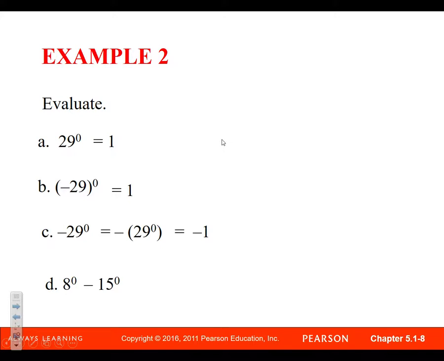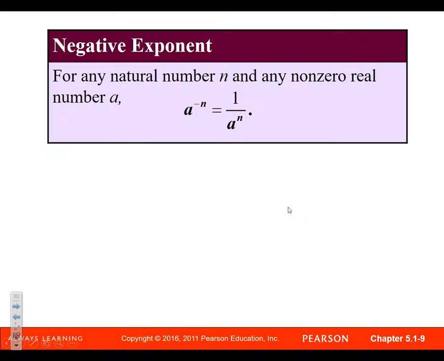How about 8 to the 0 minus 15 to the 0? 8 to the 0 is 1, minus 1. That's 0, because it would be 1 minus 1. Do you see it? This would be 1. This would be 1. So 1 minus 1 is 0. Good. Okay?